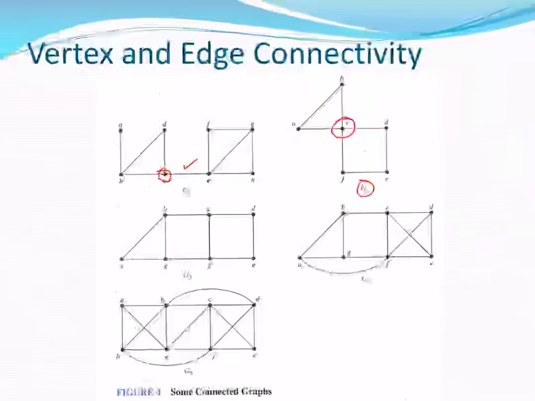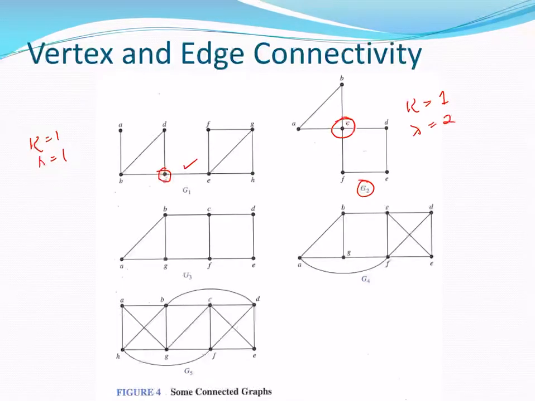So I'll go back to G1. The kappa of G1 is 1, and the lambda of G1 is equal to 1. Here, kappa is equal to 1, but lambda is equal to 2, because I could remove this edge and that edge and isolate A.